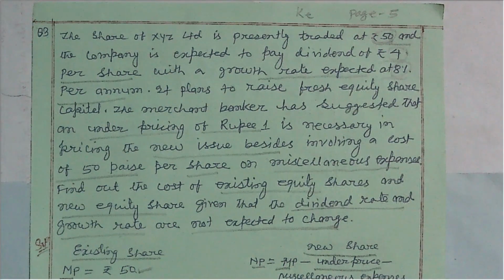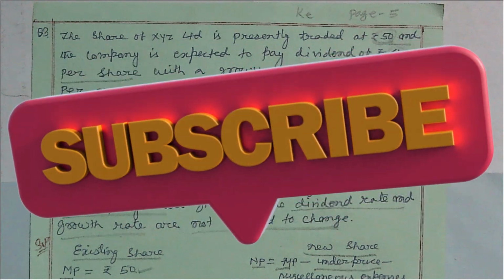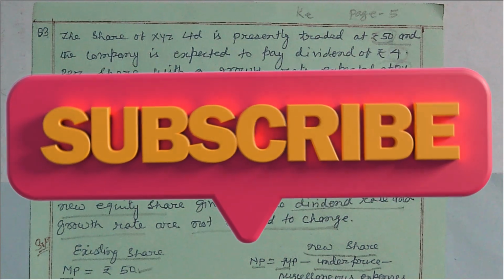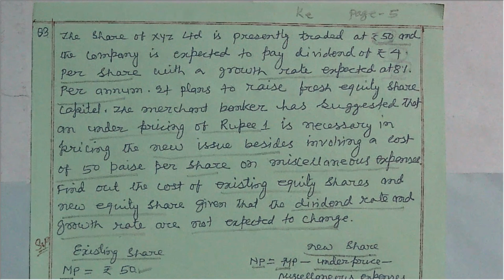There is a question. The share of XYZ Limited is presently traded at rupees 50, that is the market price, and the company is expected to pay a dividend of rupees 4 per share with a growth rate expected at 8% per annum. It plans to raise fresh equity share capital. The merchant banker has suggested that an underpricing of rupee 1 is necessary in order to sell the share in the market.